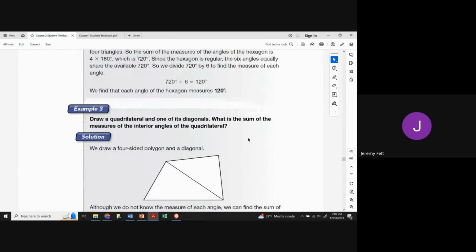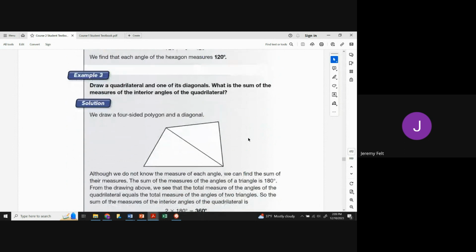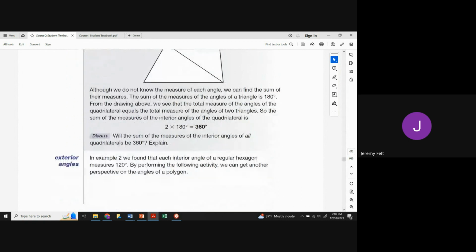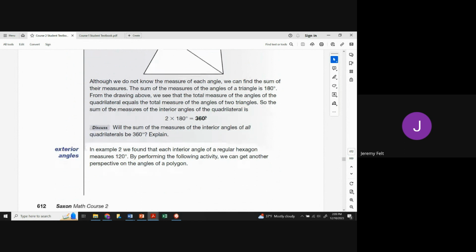I draw a quadrilateral with one of its diagonals. What is the sum of the measures of the interior angles of a quadrilateral? Well, we know 2 triangles, 180 times 2 is 360. That's one we probably already knew without using this concept, but it's helpful to understand what's going on and where we get that.